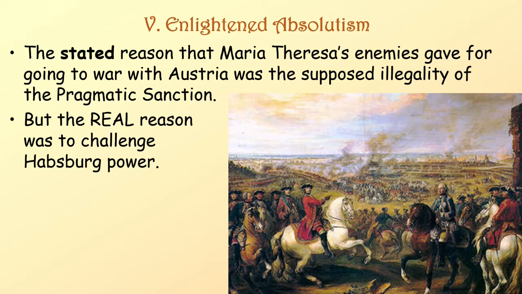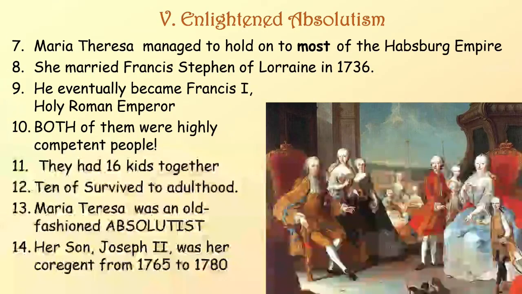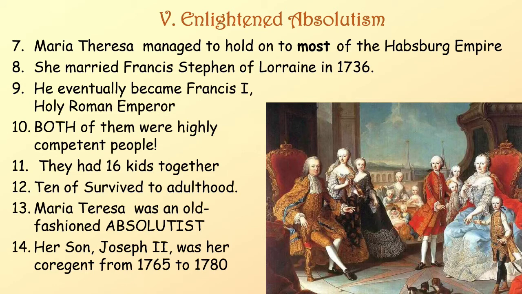The stated reason that Maria Theresa's enemies gave for going to war with Austria was the supposed illegality of the Pragmatic Sanction. But the real reason was to challenge Habsburg power. Maria Theresa managed to hold on to most of the Habsburg Empire. She married Francis Stephen of Lorraine in 1736, and he actually became Francis I, Holy Roman Emperor.